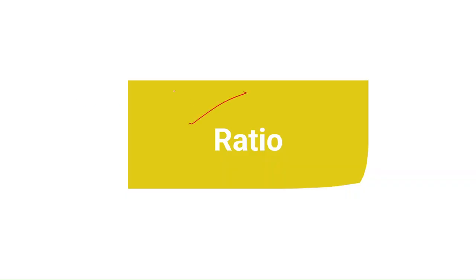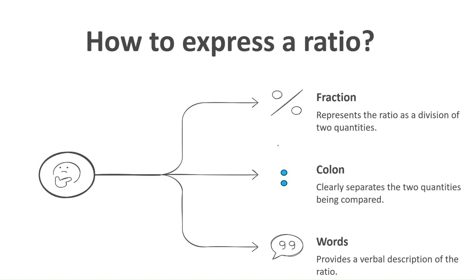Ratio. What is this ratio? How will it help me? Why do I have this ratio as a part of comparing quantities? First of all, how should I represent this? You need to know how to represent it. Ratios can be represented in three formats.